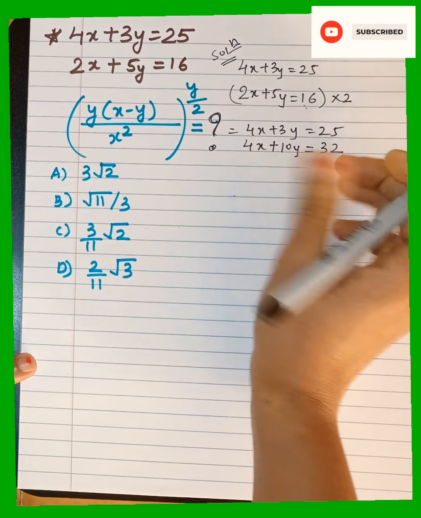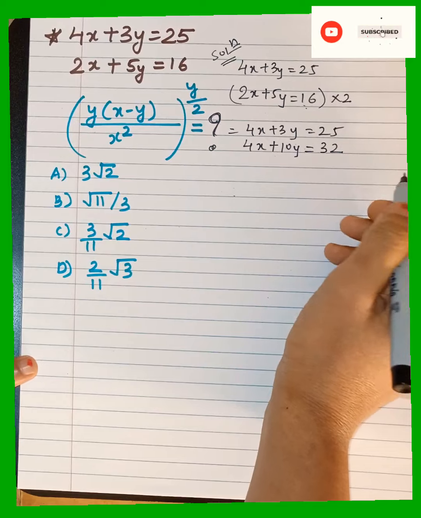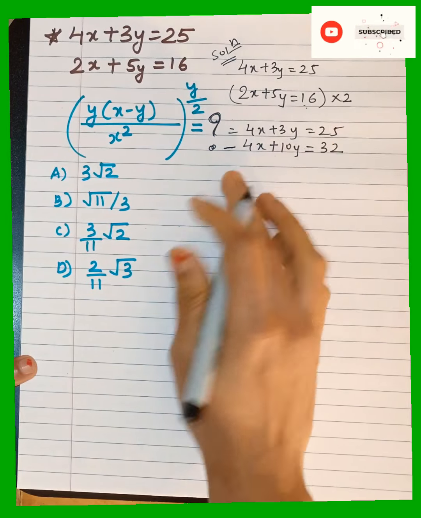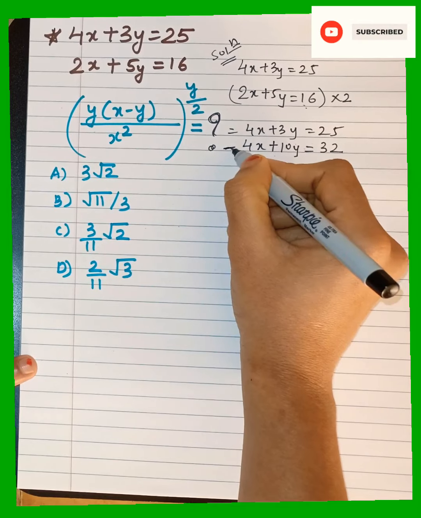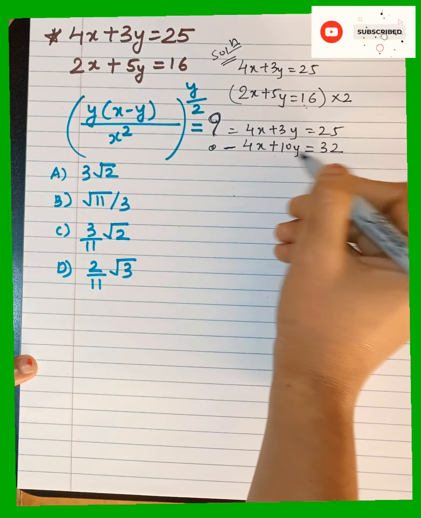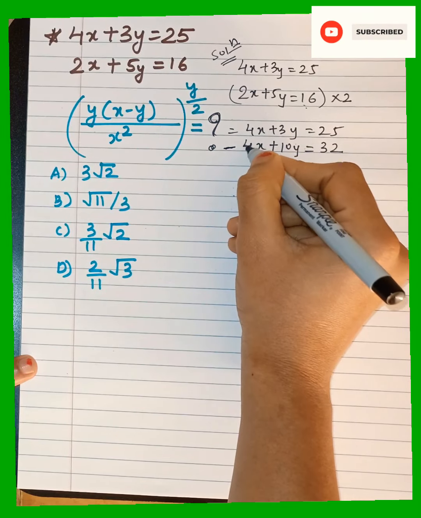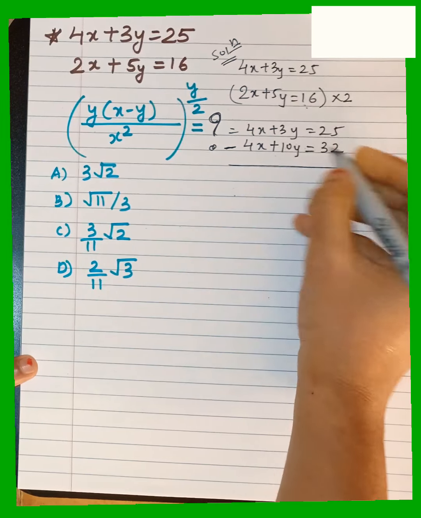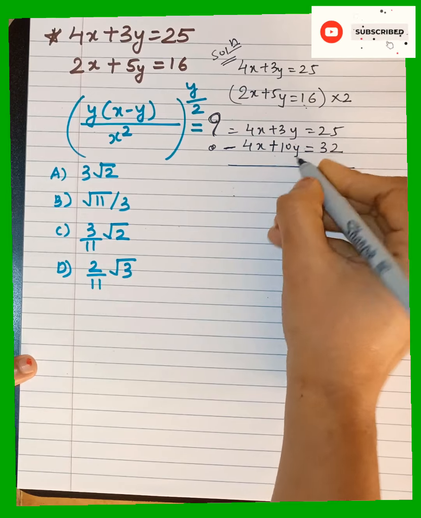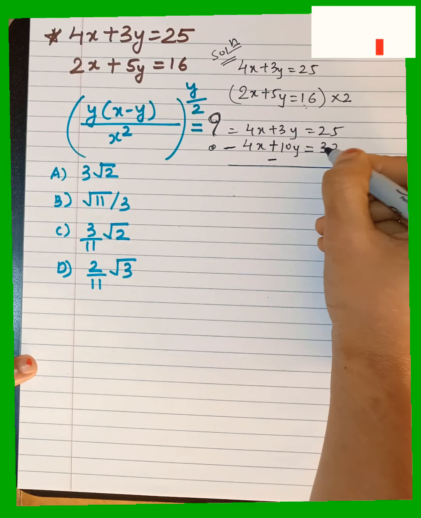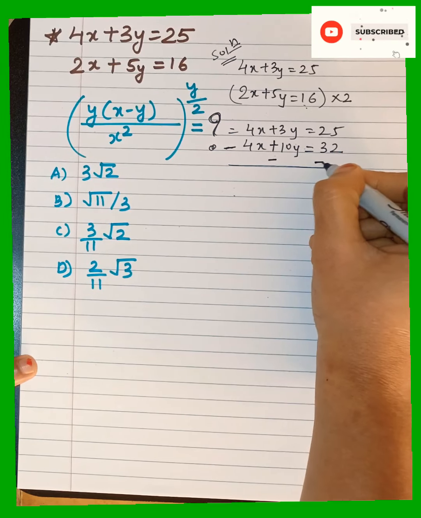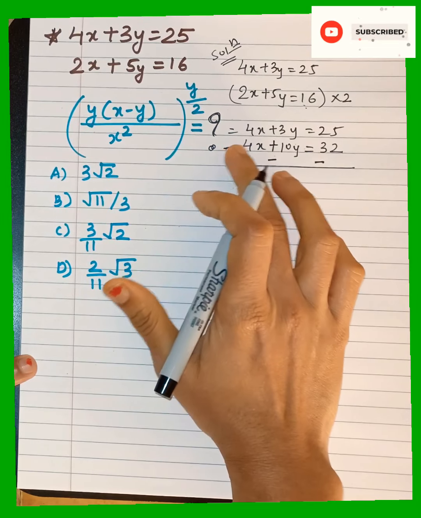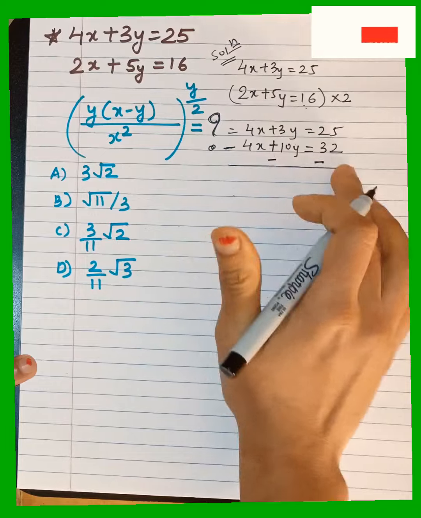So now we got this equation. Now we are subtracting both equations. So I am subtracting. Whenever you subtract, what happens? The sign changes. So this positive 4x will become negative 4x, and this plus 10y will become minus 10y, and this positive 32 will become negative 32. This is our new sign because we are subtracting. Minus is attached here, so the sign will change.